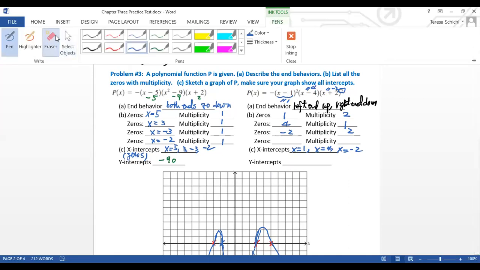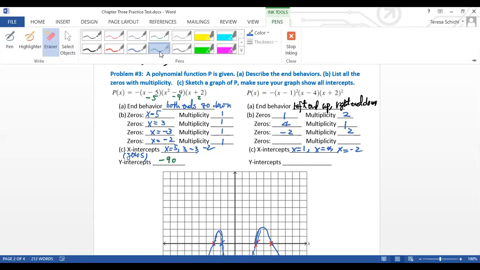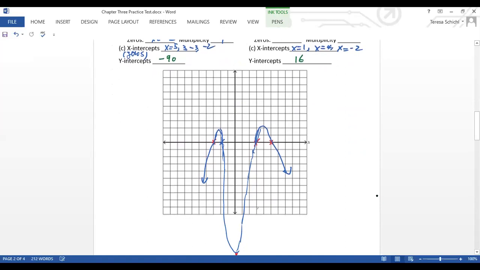Then for the y-intercept, I will let x equal to 0. Okay, so let's see, what is my y-intercept? With x equal to 0, this is negative 1 squared times negative 4, times 2 squared. So this is positive, negative, negative, positive. So 16, all right? So the y-intercept is 16 here.